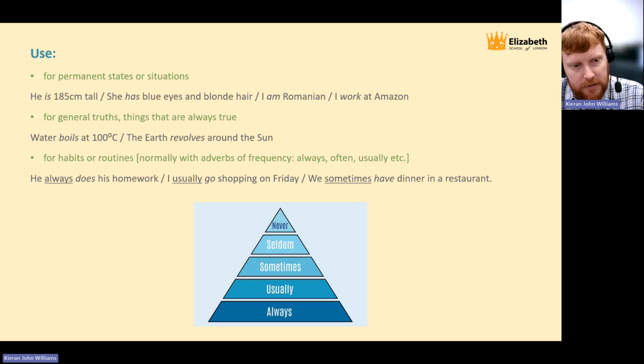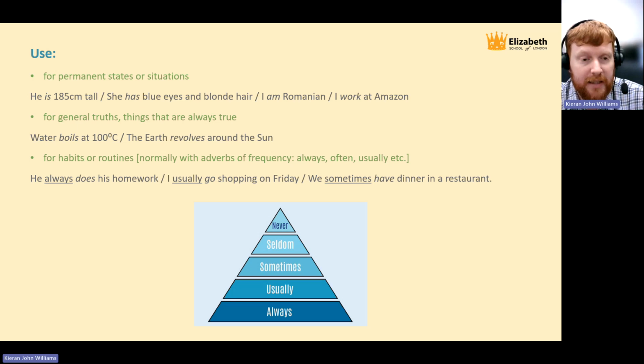Okay, and another situation where we would use it is for any type of habit or routine. Okay, so if you are using the word like always, sometimes, often, never, if you've noticed that you're using that word, then you should probably use present simple with it. Okay, so you can see the examples here on the screen. He always does his homework. I usually go shopping on Friday. We sometimes have dinner in a restaurant.